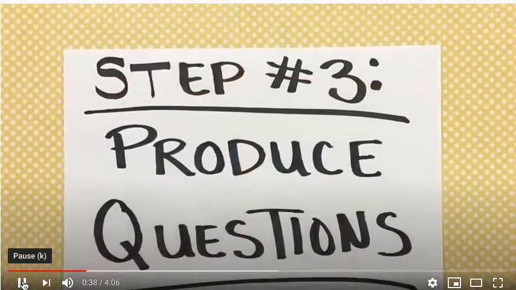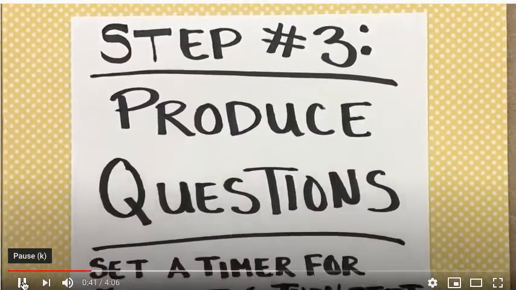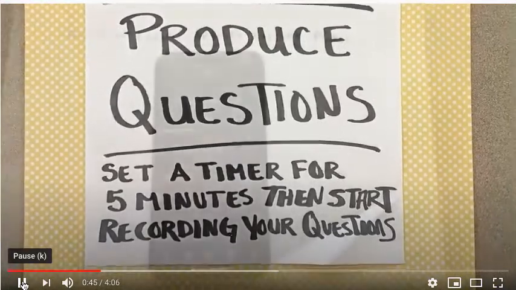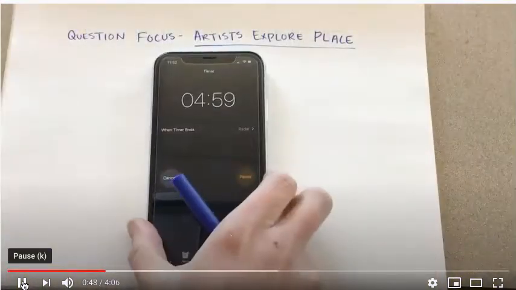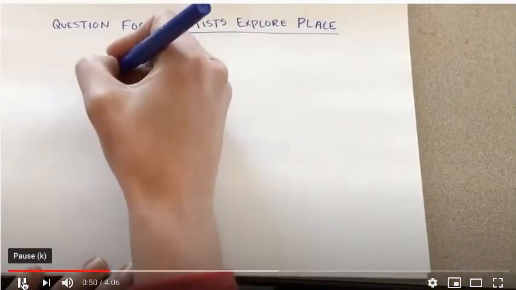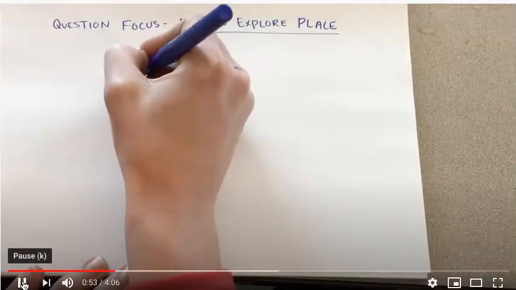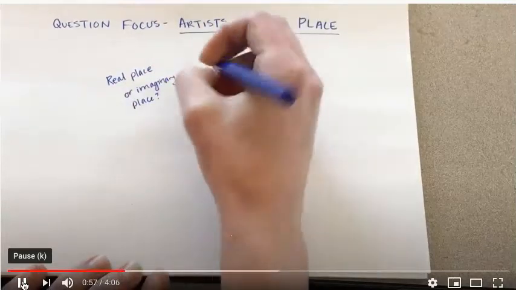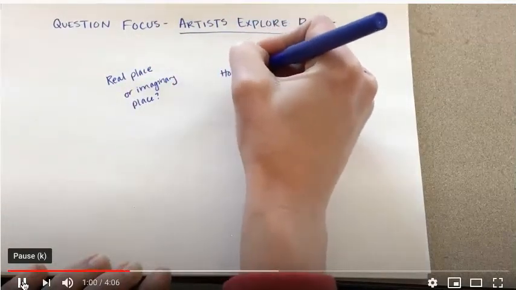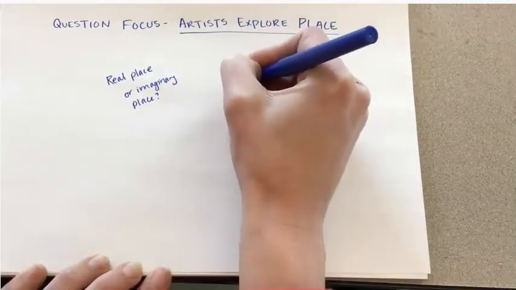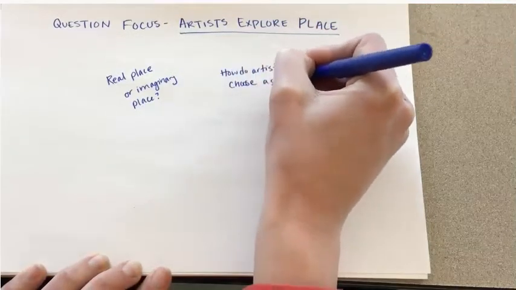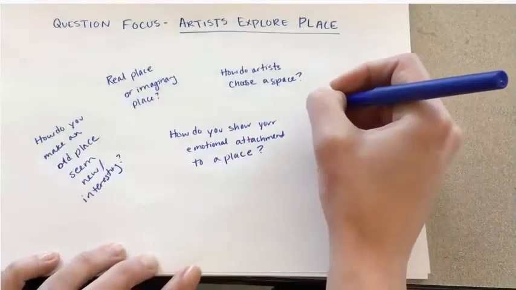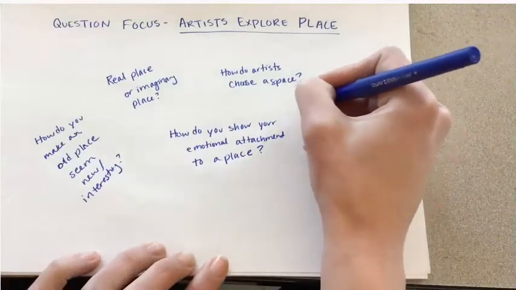Step 3 is to produce questions, and an easy way to do this is to set a quick timer for 5 minutes. On a piece of paper, you write the question focus, artists explore place, or whatever your focus may be. In this example, the person is writing as many questions as they possibly can, keeping that focus in mind during a specific time period.